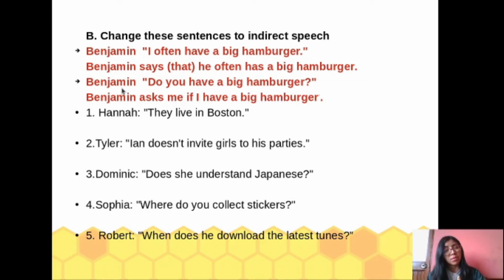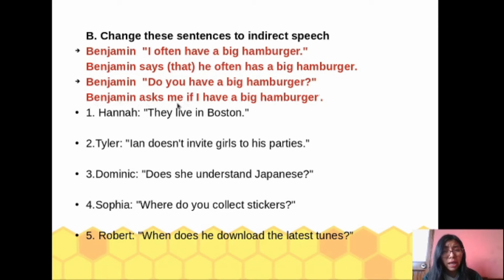Me está preguntando a mí, ok, y yo voy a reportar lo que él preguntó. Por lo tanto, Benjamin me pregunta si yo tengo, ok. So you have to pay attention to the questions. Usted tiene que poner atención to the questions, okay? And pay attention. In this case, I am using if.